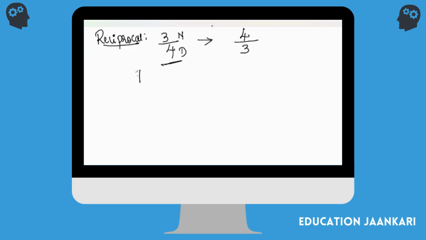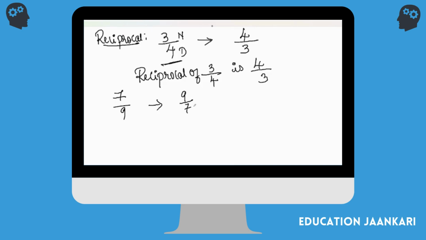So we say reciprocal of 3 by 4 is what? 4 by 3. Okay, clear? Yes, ma'am. The same way, I'll give you 7 by 9. What would be its reciprocal? Ma'am, 9 by 7. Excellent, Mohit.